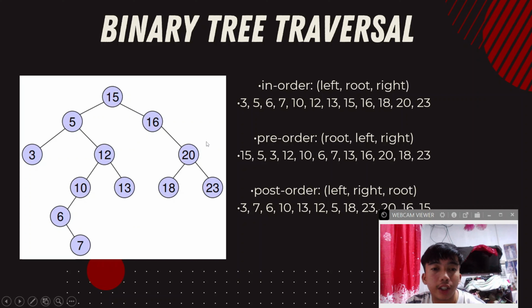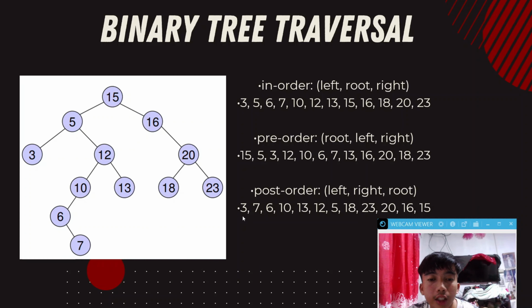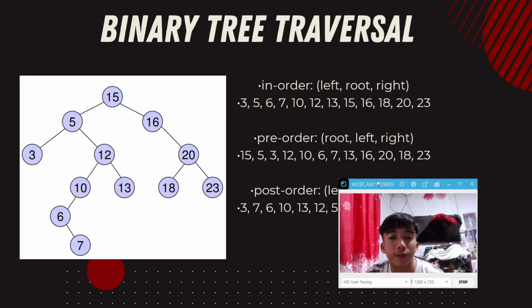While the pre-order in this image, which has the pattern that starts from the root, traverses the left subtree, and then the right subtree, is 15, 5, 3, 12, 10, 6, 7, 13, 16, 20, 18, and 23. While the post-order, which has the left-right-root pattern, is 3, 7, 6, 10, 13, 12, 5, 18, 23, 20, 16, and 15.